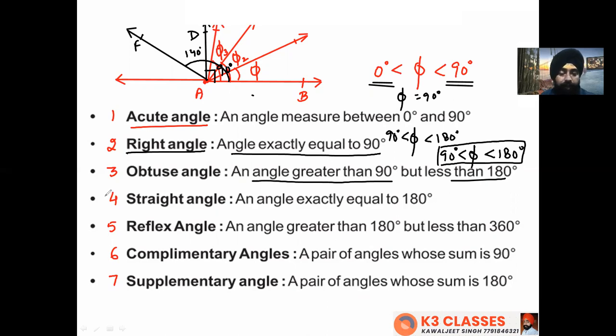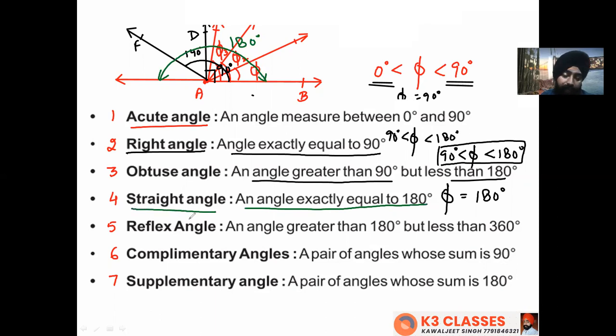Now, what happens if this angle becomes exactly 180 degree? Exactly 180 degree angle I'm showing over here with a green color. As this angle is formed on a straight line, the angle which is exactly equal to 180 degree is termed as a straight angle, and it is formed on a straight line.